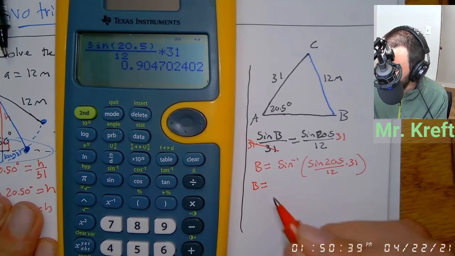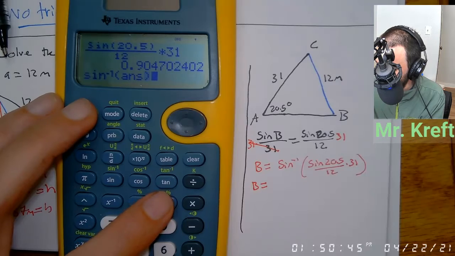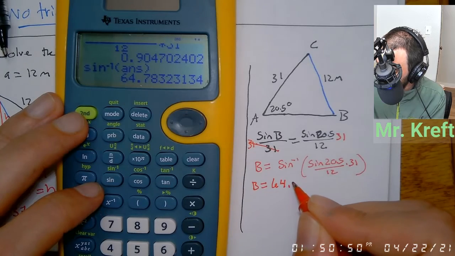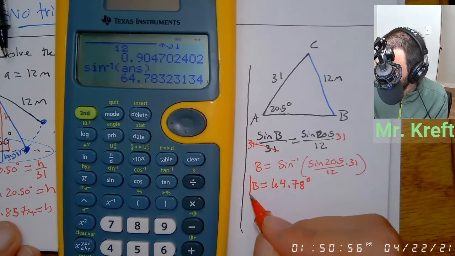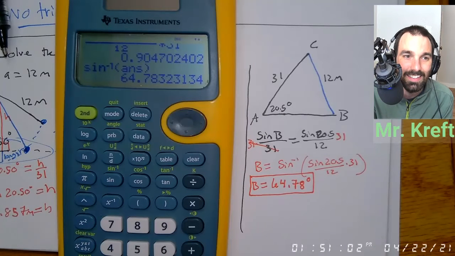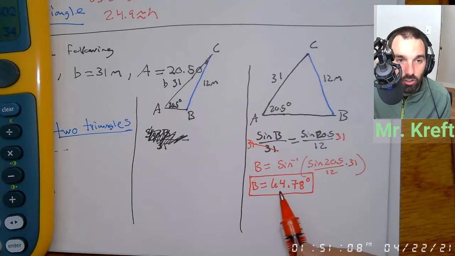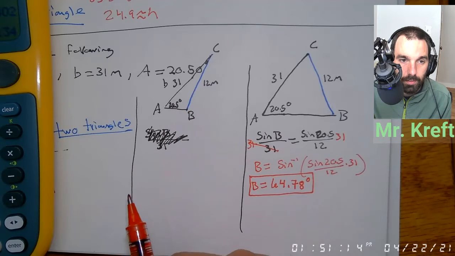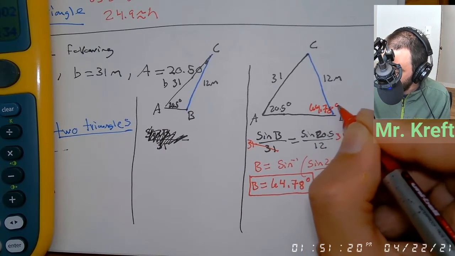Okay, so angle B is gonna be, so I take sine inverse of my answer, and I get 64.78 degrees. Okay, because sine will only give you the acute angle. So take a look at our pictures. If sine will only give me the acute angle, that's this angle, because this angle is obviously obtuse. Okay, so this is 64.78 degrees.